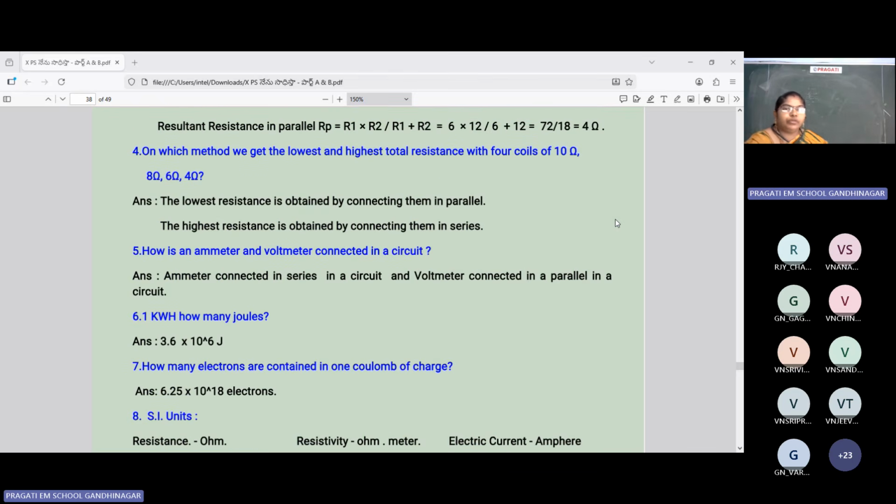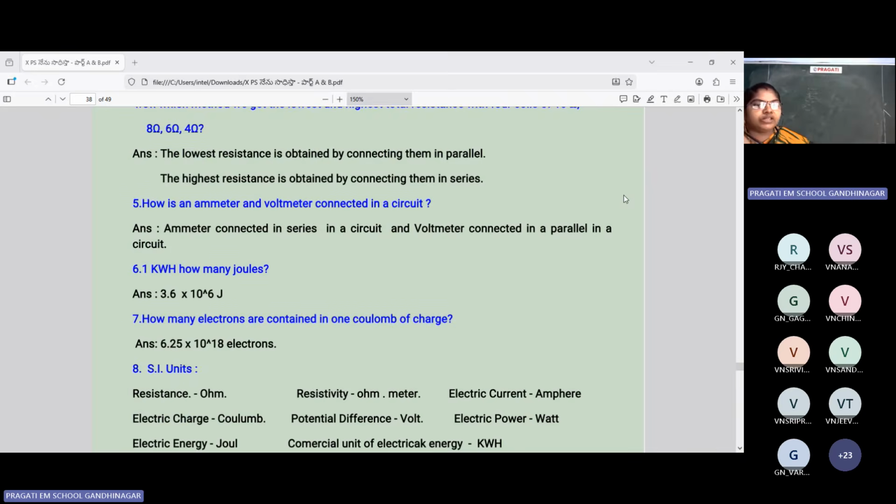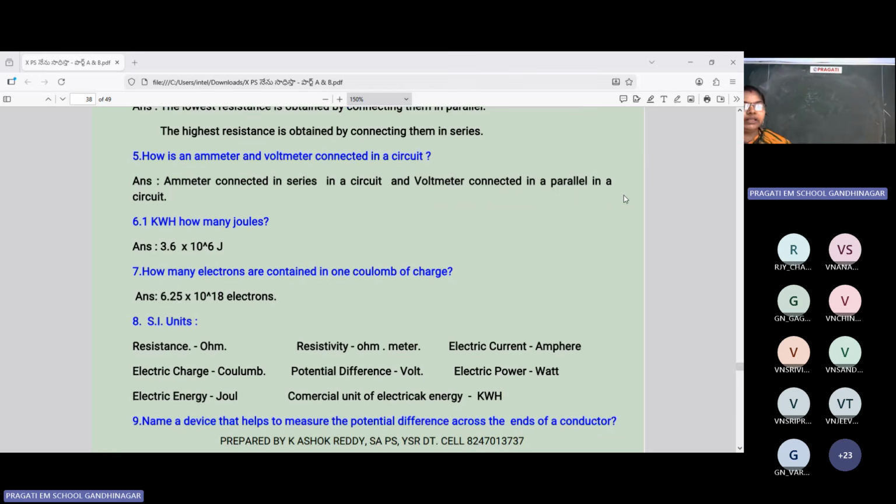In which method do we get the lowest and highest total resistances with 4 coils of 10 ohms, 8 ohms, 6 ohms and 4 ohms? Total resistance will be less in parallel, and total resistance will be more in series. Yes, how are an ammeter and voltmeter connected in a circuit? An ammeter is always connected in series combination, and a voltmeter is always connected in parallel combination.